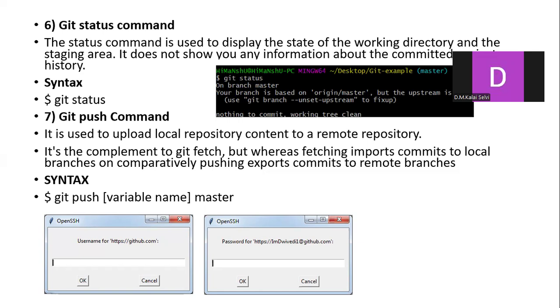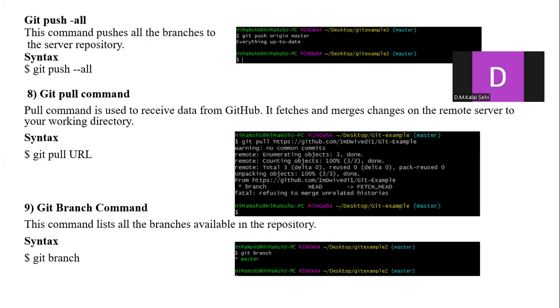Next will be the git push command. If you want to upload a local repository's content to the remote repository, you can use this command. Git push all is used to push all the branches from your local repository to the remote repository.